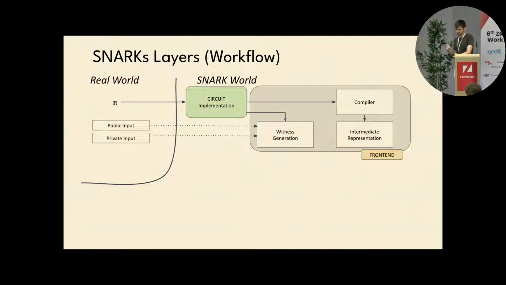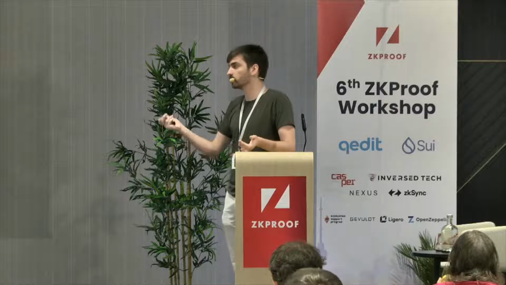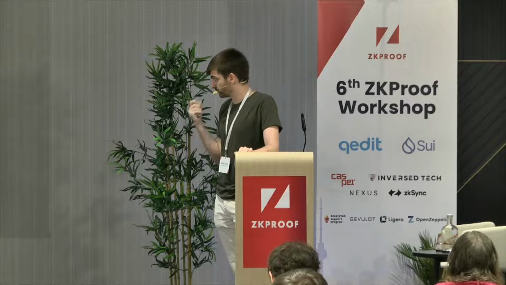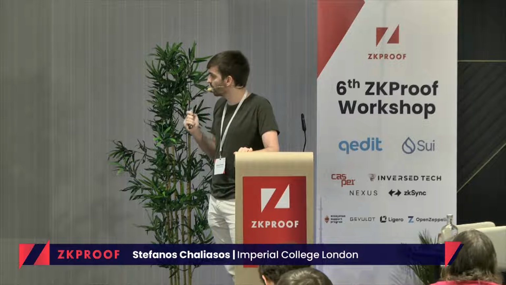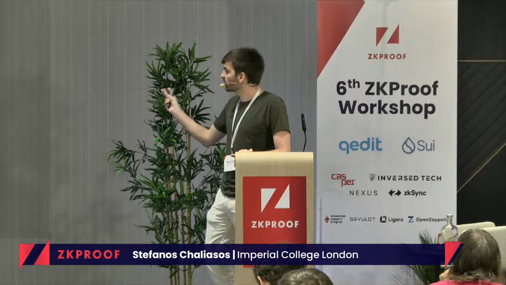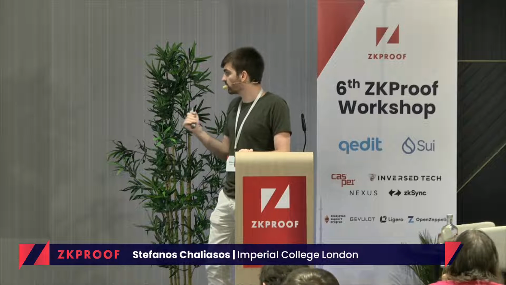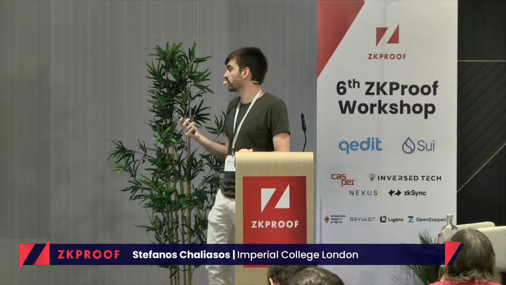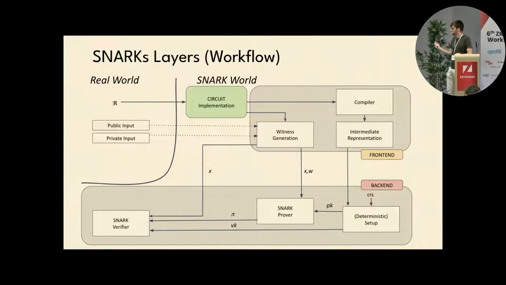Then we have the front end. In the front end, we typically have a compiler that processes the circuit and generates some constraints in an intermediate representation, in an arithmetization. And also we have the witness generator, which is typically created from the circuit, and it gets the public and maybe some private input and produces some traces. And then we have the backend. In the backend we have three main functions: the setup function, the proving function, and the verification function.